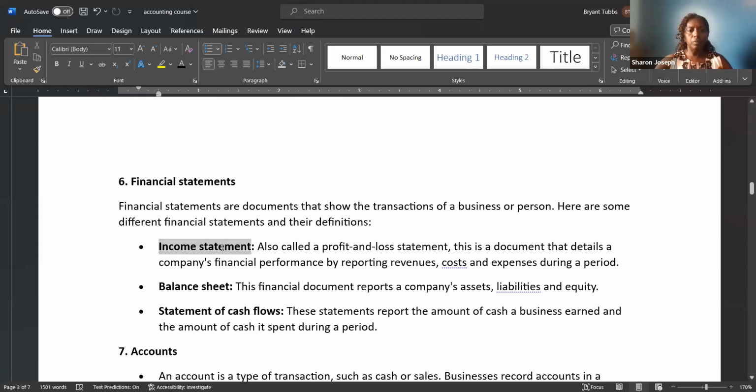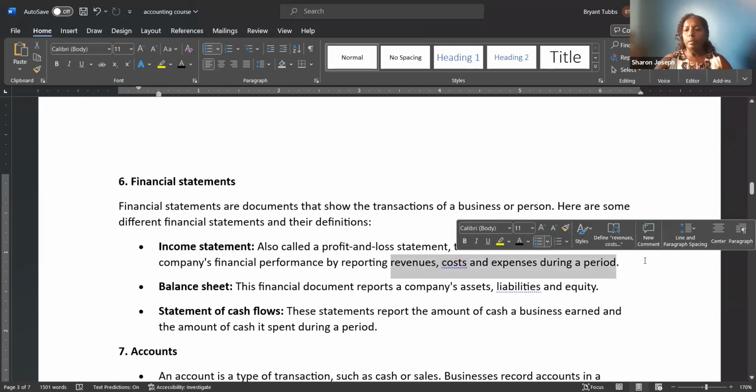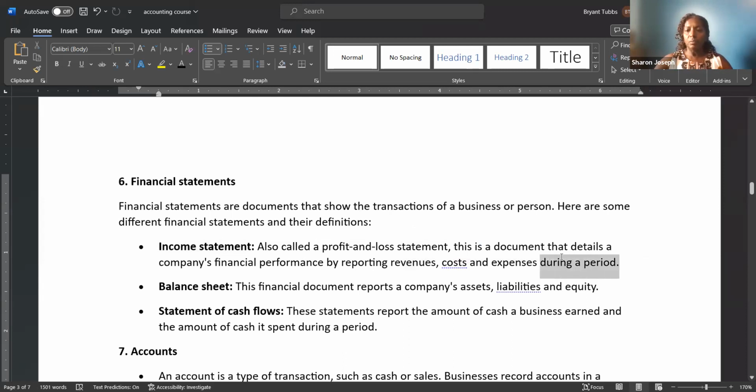First, we have the income statement. Sometimes it's also called the profit and loss statement. This is the document that details the company's financial performance by reporting revenues, costs, and expenses during a period. It's important that we point out that this is during a period, because income statements are just what the business is using and generating within a specific time period. They usually are reported monthly, quarterly, semi-annually, or annually.